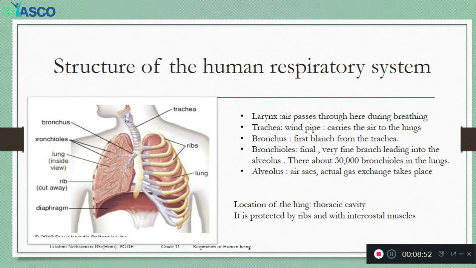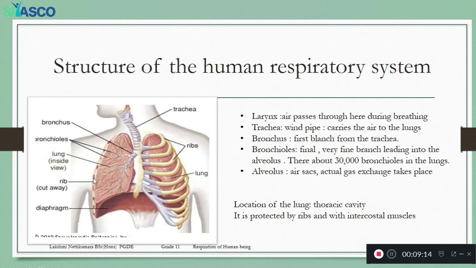Then it comes to the trachea or the windpipe. It is a cartilaginous kind of tube, formed with C-shaped cartilages. And this windpipe carries the air to the bronchus and then to the bronchioles.